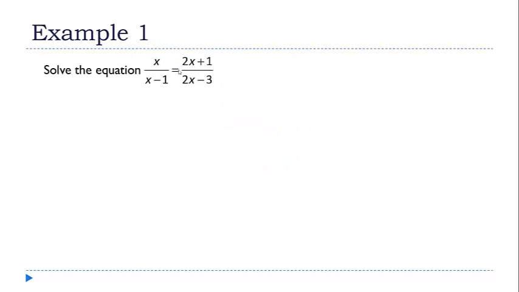Now, in this equation, you notice that I have a rational expression equal to a rational expression. So with something like this, even if we weren't doing this nonlinear to linear business, my approach would still be to solve this by cross multiplying. So I'm going to multiply this way, and I will get 2x plus 1 times x minus 1. And I'm going to multiply this way and get x times 2x minus 3.